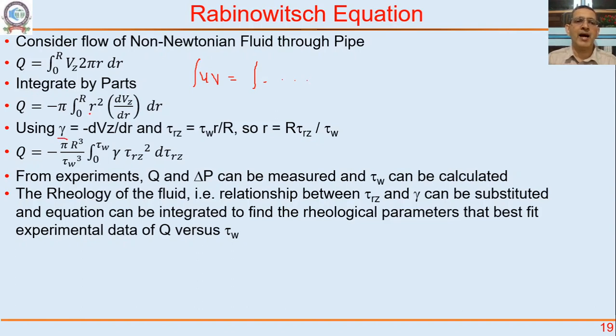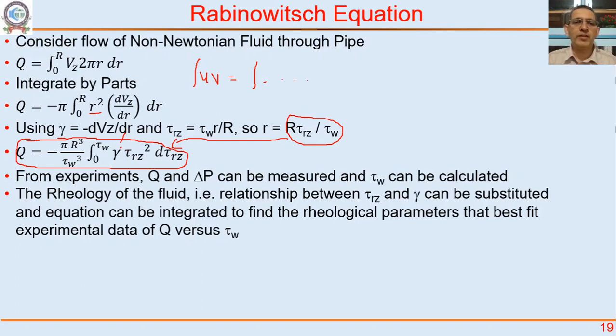Okay. And then r we can write using tau w and tau. So r is nothing but R tau rz by tau w. If you substitute this and this, you get an equation for the flow rate in terms of tau w. The limits of integration are now 0 to tau w, and the integrand is gamma tau rz square d tau rz.